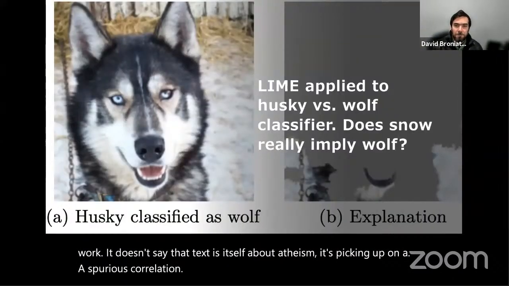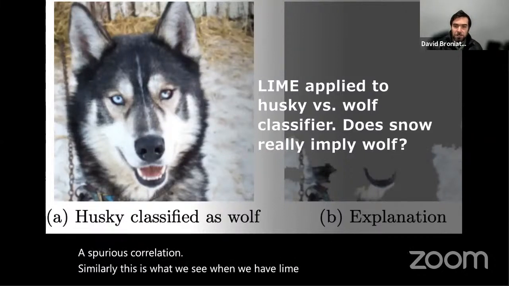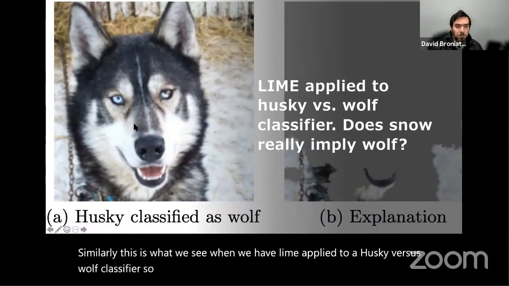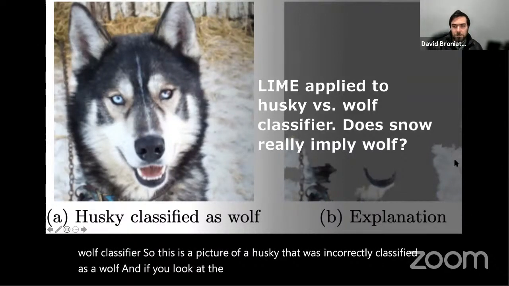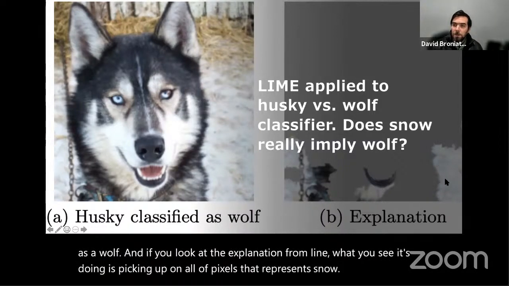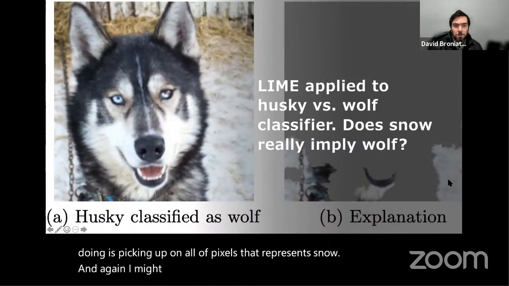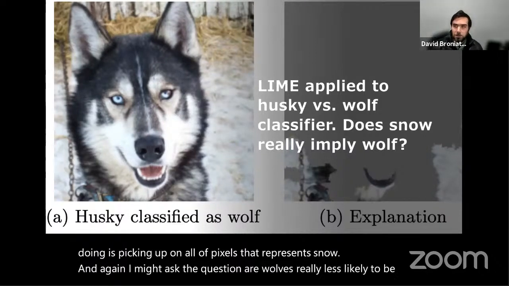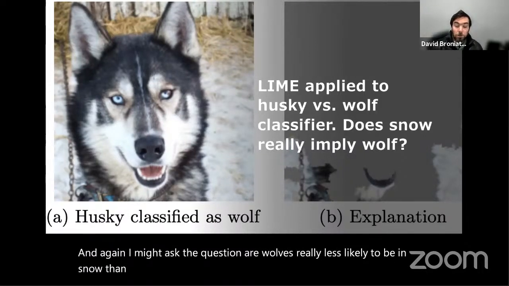Similarly, this is what we see when we have LIME applied to a husky versus wolf classifier. This is a picture of a husky that was incorrectly classified as a wolf. If you look at the explanation from LIME, what it's doing is picking up on all the pixels that represent snow. And again, I might ask the question, are wolves really more likely to be in snow than huskies? Again, this seems to be a spurious correlation.